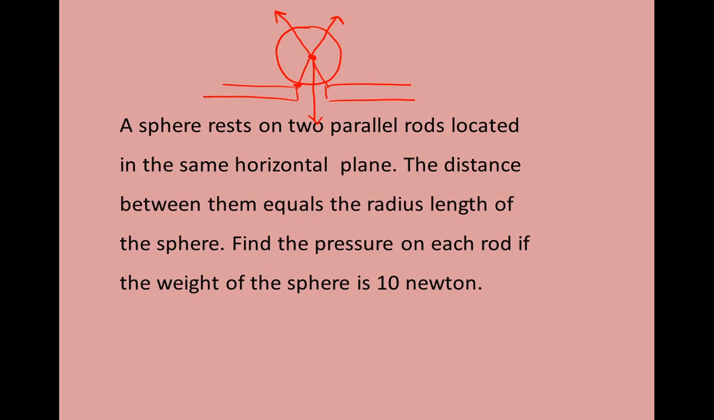Then I'll draw this triangle. Take care, this is R, also this is R. Also the distance between the two parallel rods equals R. Given that the weight equals 10 Newton, it is required to find the first pressure force, which equals the reaction force, and the second pressure force. Take care, if the three sides of this triangle are equal, then this triangle is an equilateral triangle.